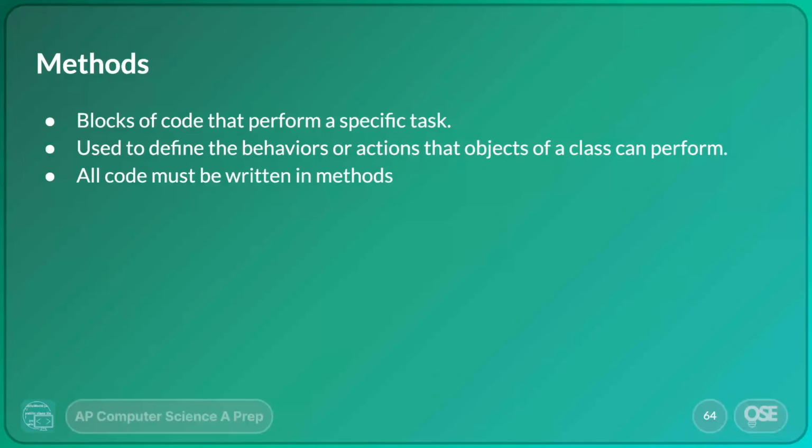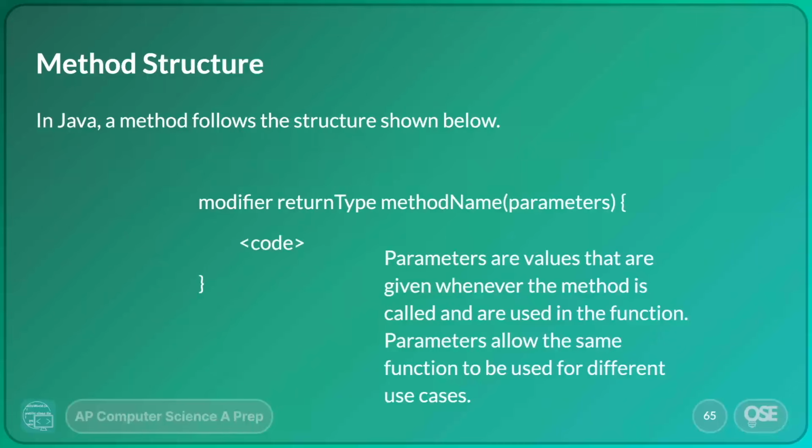Methods are a block of code that perform a specific task. Methods are used to define the behaviors or actions that objects of a class can perform. And all code in Java has to be written within a method. In Java, a method follows the structure shown here.